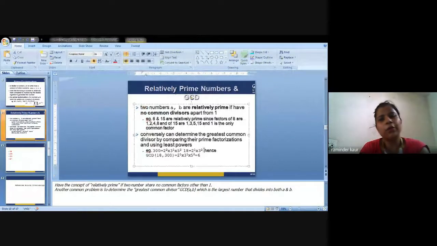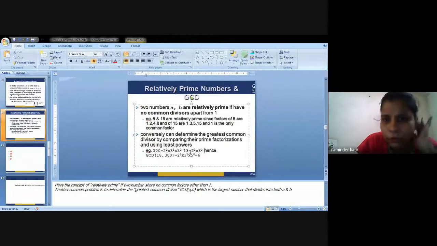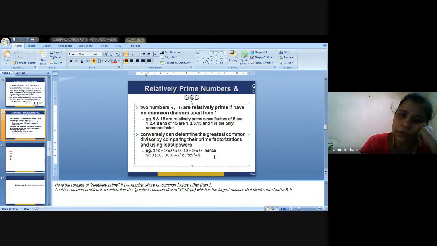Yes, it is okay. So here 2 into 3, 2 is the common factor, because 1, 2 is here and 1, 2 is here, and 3 is the common factor, 1, 3 is there and 1, 3 is there. So the common factor will be 6. So that is why the GCD will be 6.